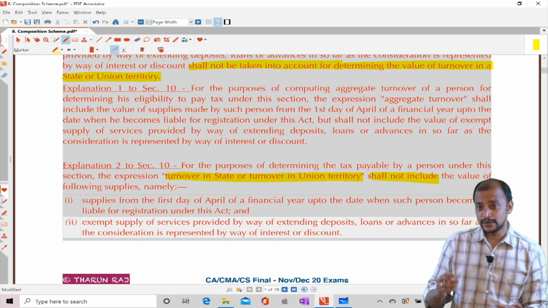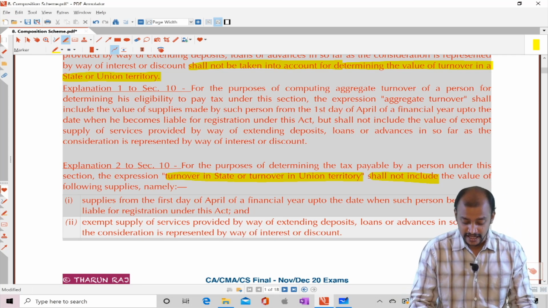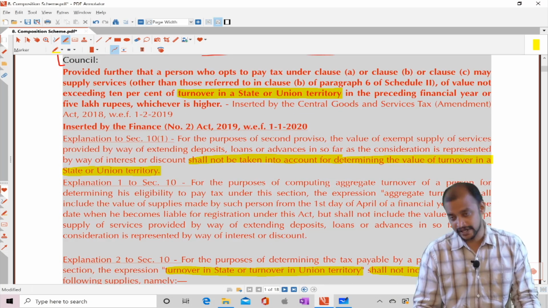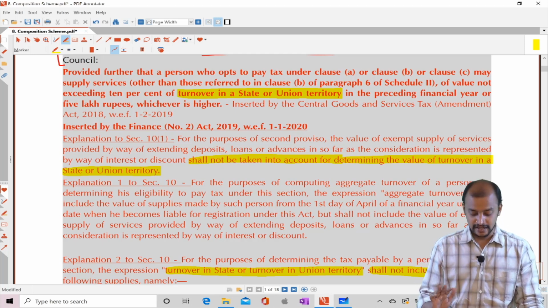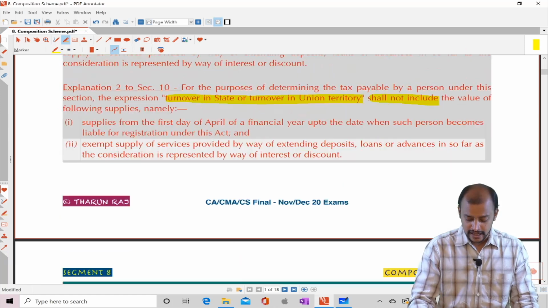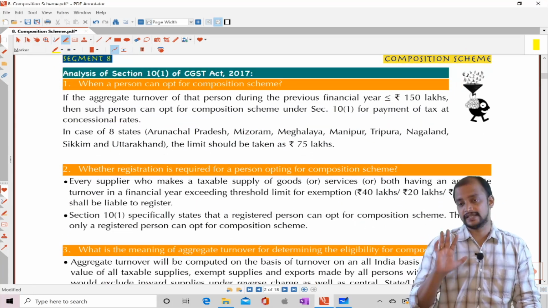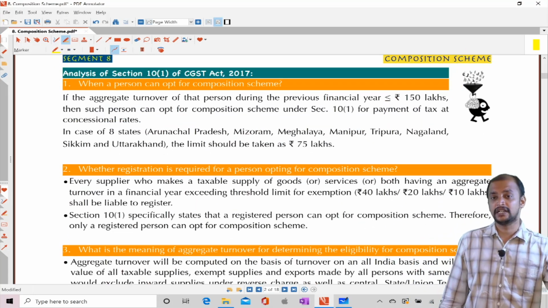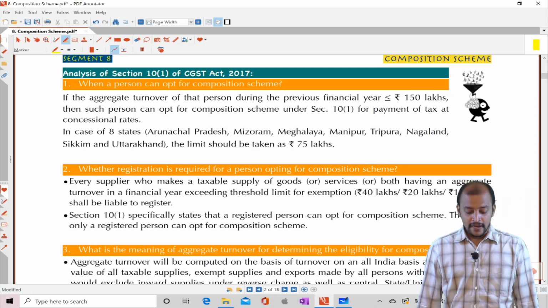So this you will understand only when we see it with the help of some illustrations, so that we will discuss. Now theoretically we have just covered this. Let's look into the further analysis. Analysis of section 10 subsection 1.